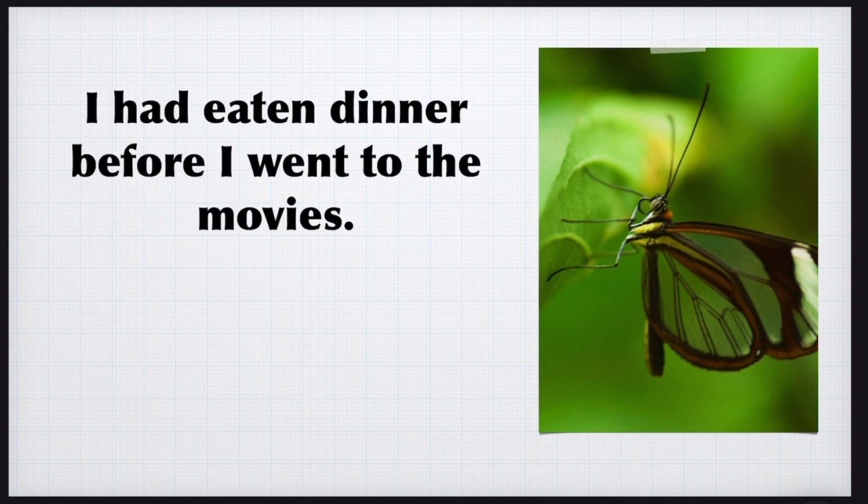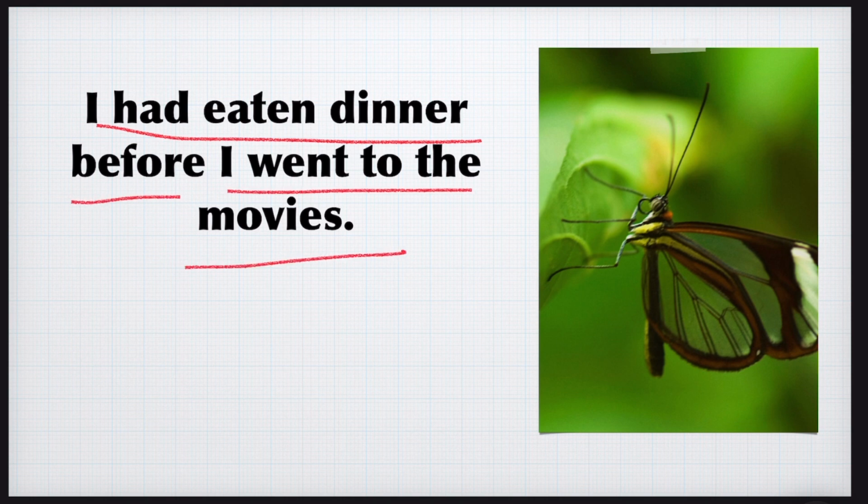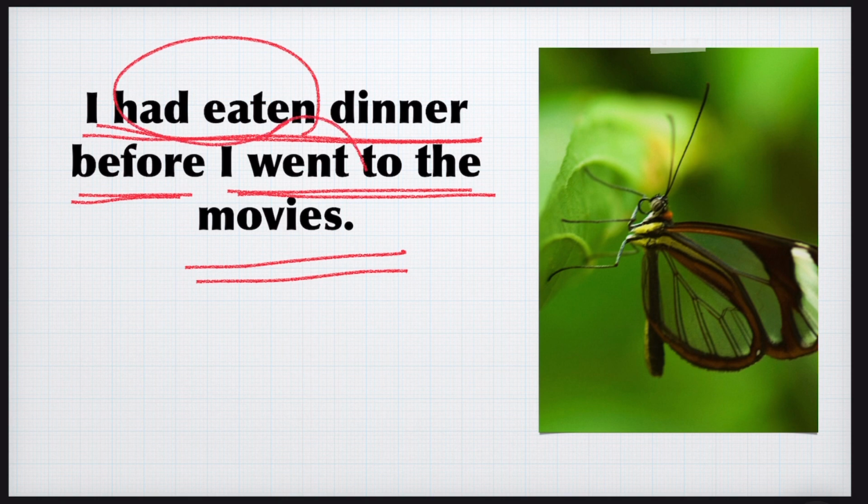See here, I had eaten dinner before I went to the movies. We have used two verbs in this sentence, had eaten and went. So there are two actions in this sentence. One is had eaten the dinner and the other is went to the movies.